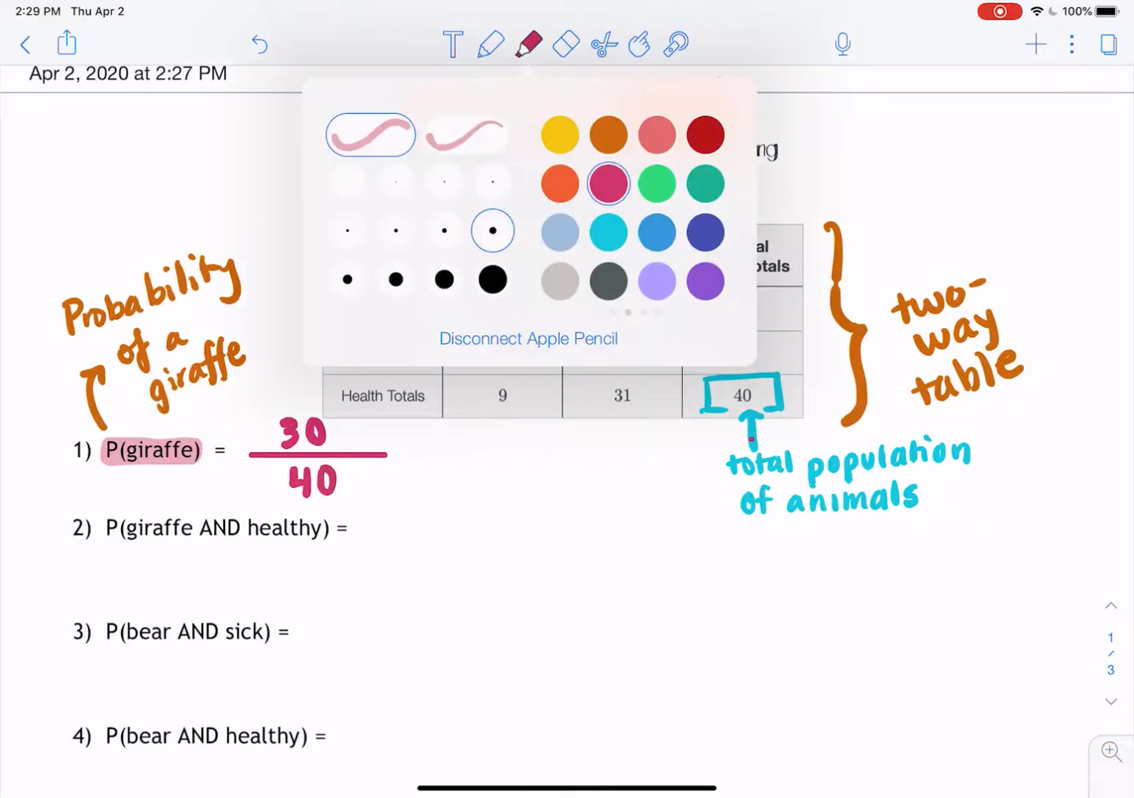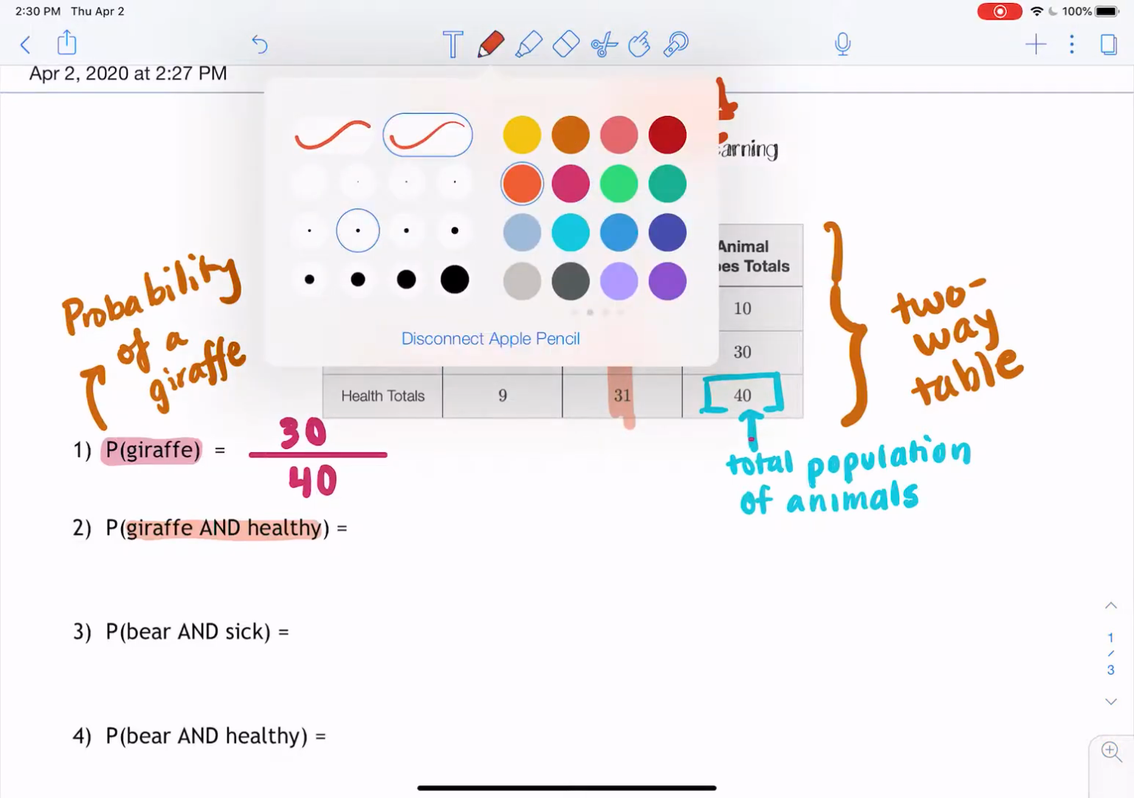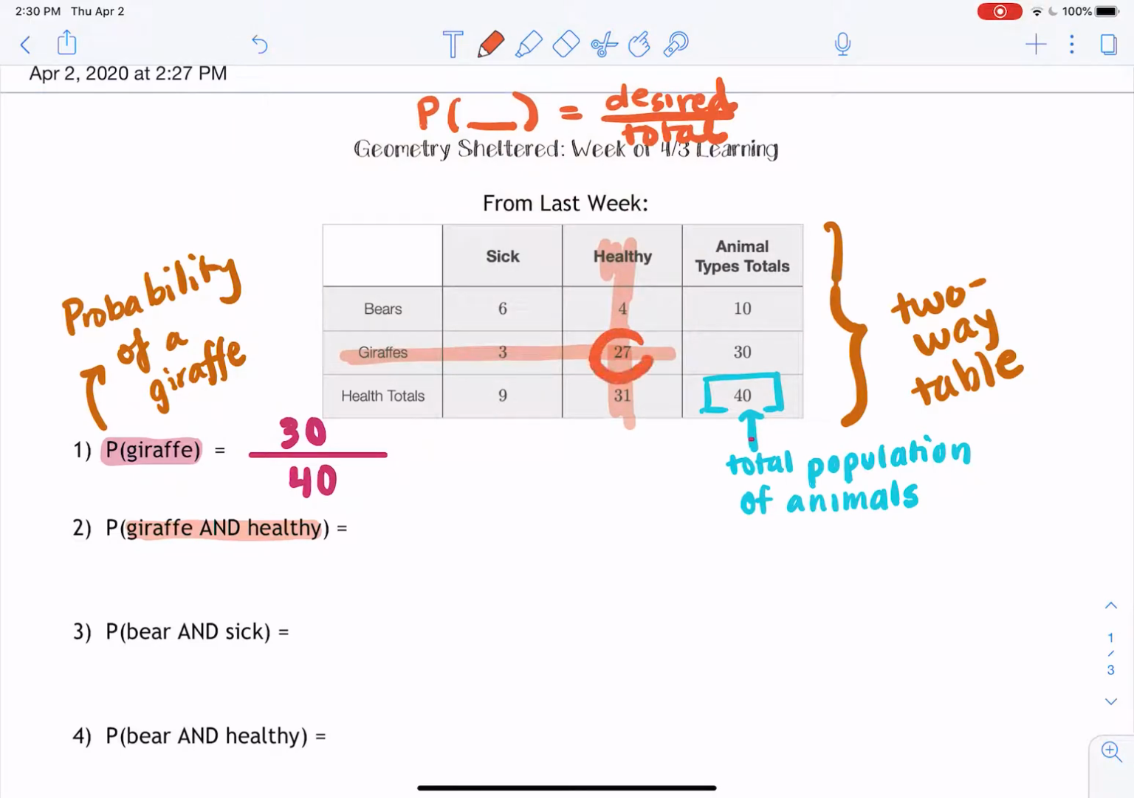Next, what is the probability, because that's what the P means, of a giraffe and healthy? So we want to look at where we have giraffes here and healthy. And we want to see, where do they intersect? Where do they cross? And they cross over at the 27. So the 27 is our desired. It fits both giraffe and healthy. And then we divide it by the total population of animals.